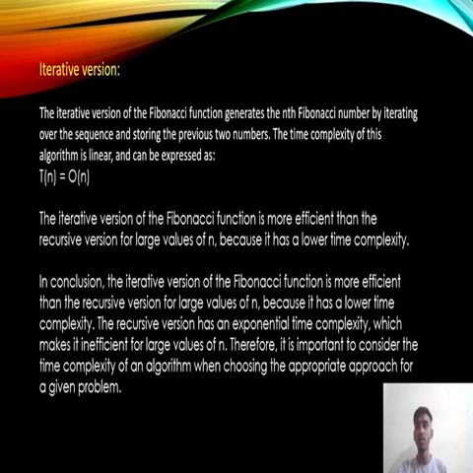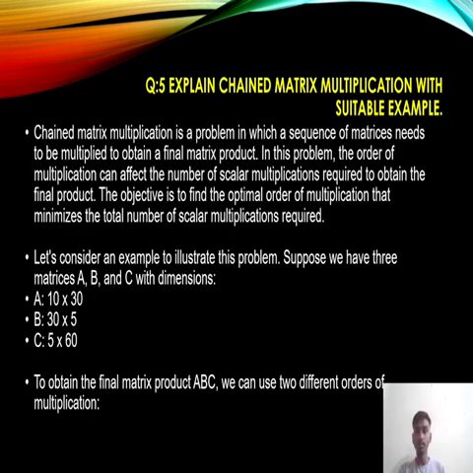Iterative version. The iterative version of the Fibonacci function generates the Fibonacci numbers by iterating over the sequence and storing the previous two numbers. The time complexity of this algorithm is linear and can be expressed as the equation T(n) = O(n). The iterative version of the Fibonacci function is more efficient than the recursive version for large values of n because it has a lower time complexity.